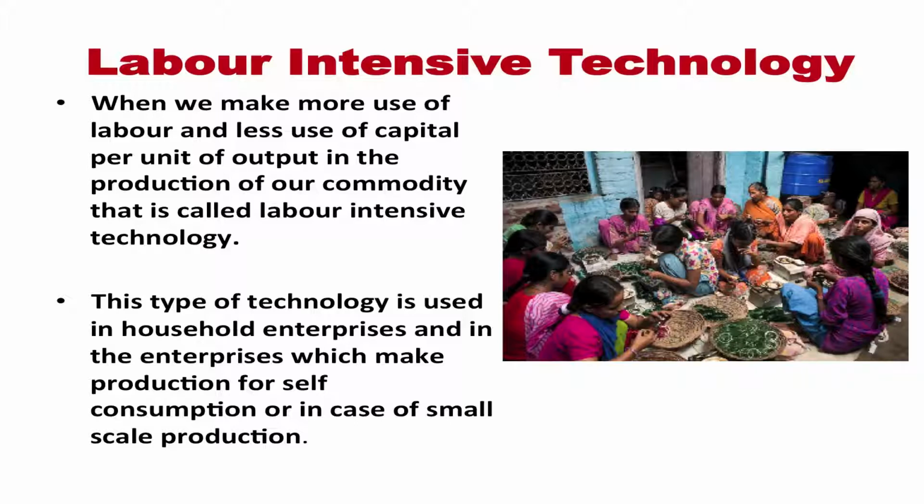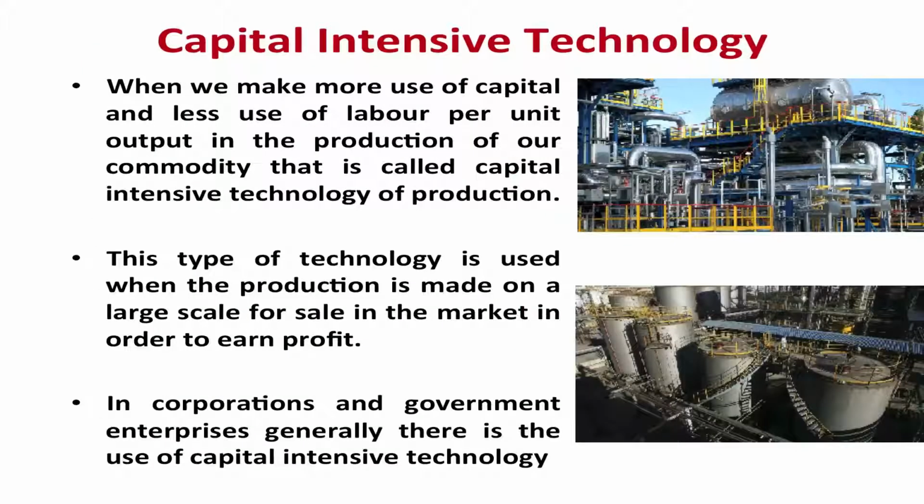This type of technology is used in household enterprises and in enterprises which make production for self consumption or in case of small scale production. Capital intensive technology is when we make more use of capital and less use of labor per unit of output in the production of a commodity, which is called capital intensive technology of production.